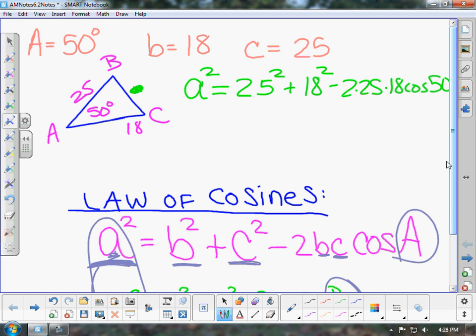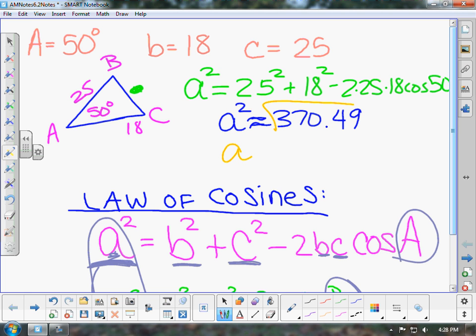Then it's just a matter of using your calculator to figure out what that is equal to, and you would have a squared equals 370.49 approximately. Then taking the square root, then a would be 19.25. And that's how you use the law of cosines.